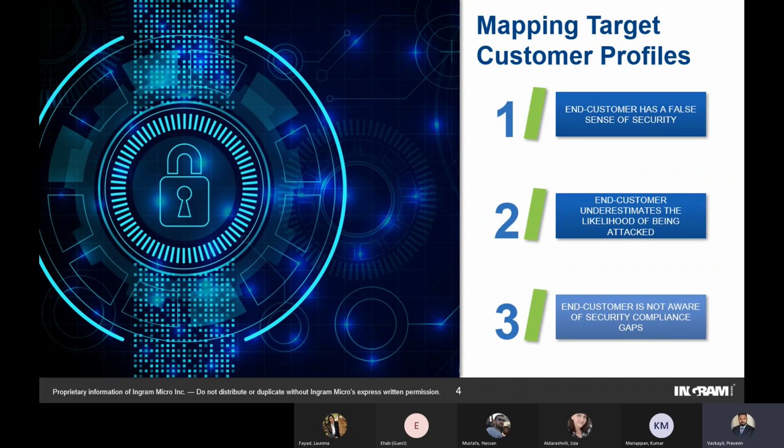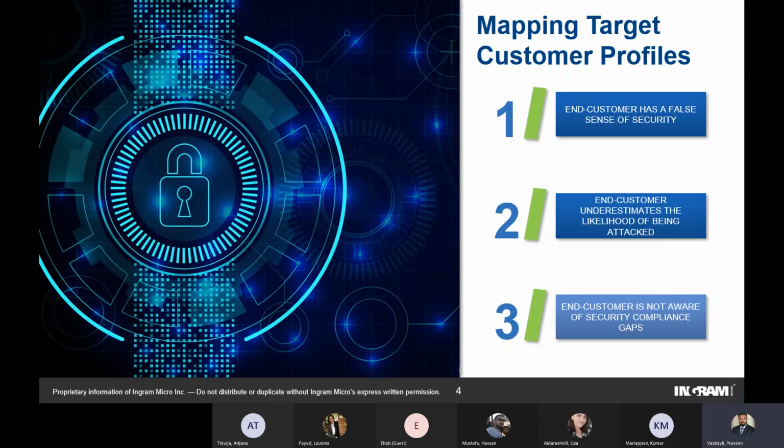The second possibility is that the end customer underestimates the likelihood of being attacked. This is usually seen within the smaller companies, where they think they are not on the radar of any cyber attacker or cyber criminal, and therefore they don't need to fear being a target. Again, we've seen that this is not really true, because even small mom and pop shops have been targeted by ransomware attacks here in the country itself.